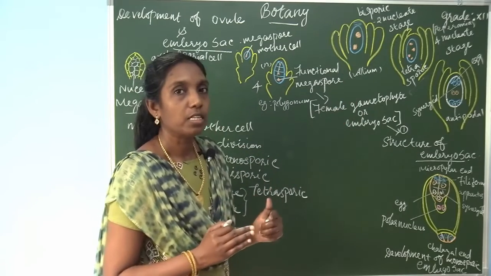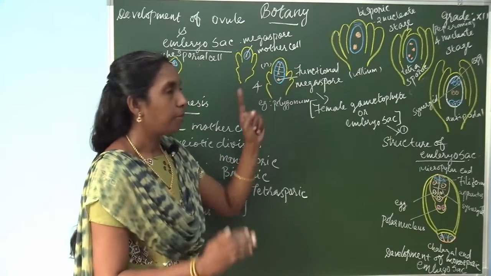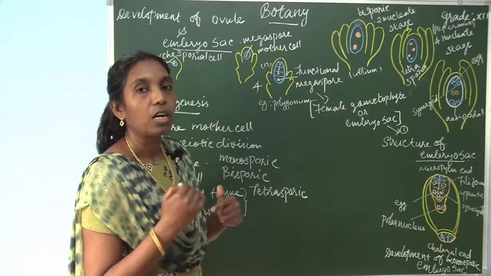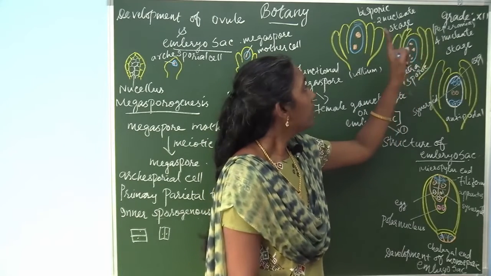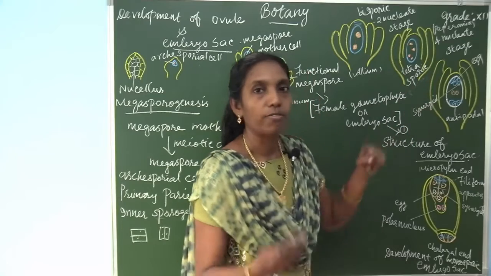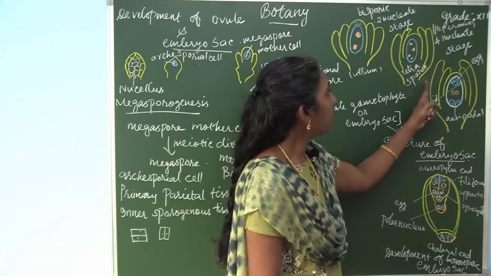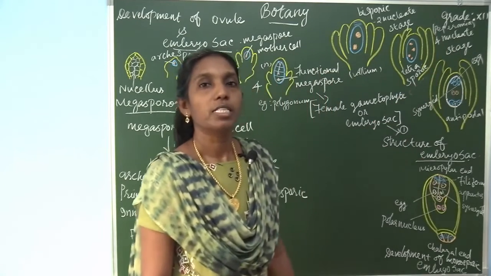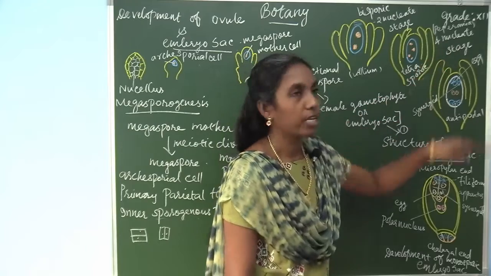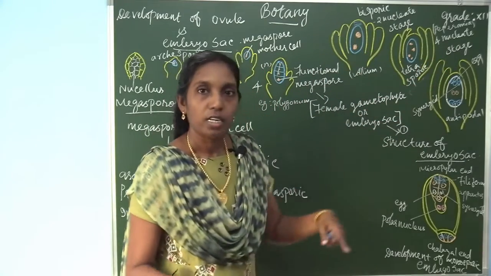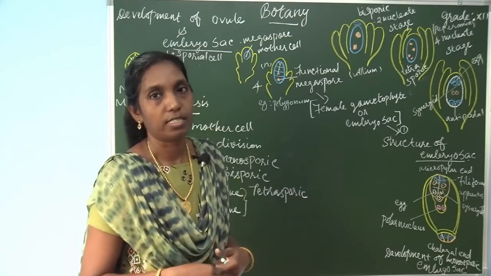Now, sometimes there are species where all four megaspores are involved in the development of the embryo sac. Then it is called tetrasporic, as four means tetrasporic development. The example is Peperomia. This stage is called the four nucleate stage. Bisporic is called the two nucleate stage. Tetrasporic is called the four nucleate stage.